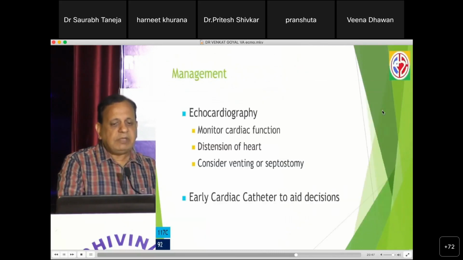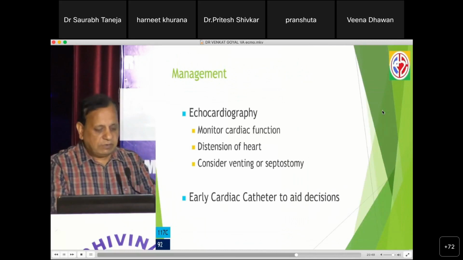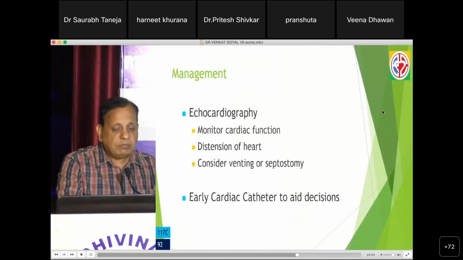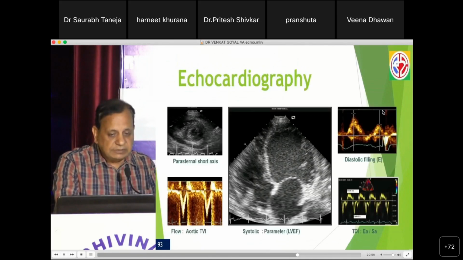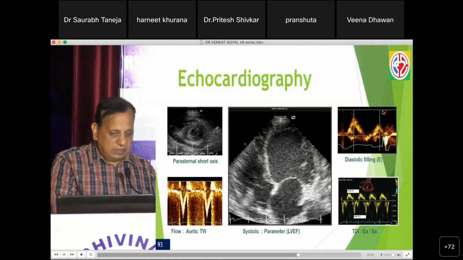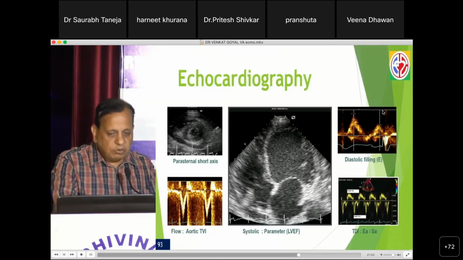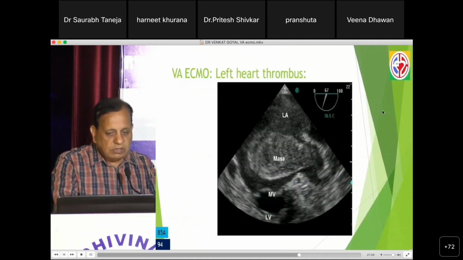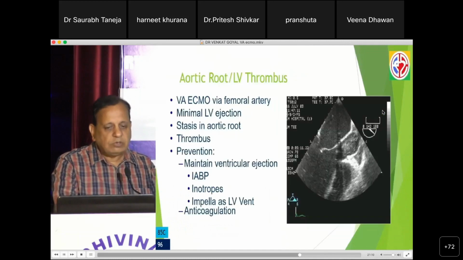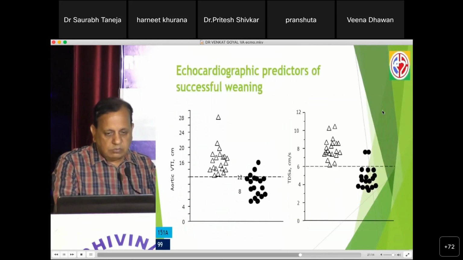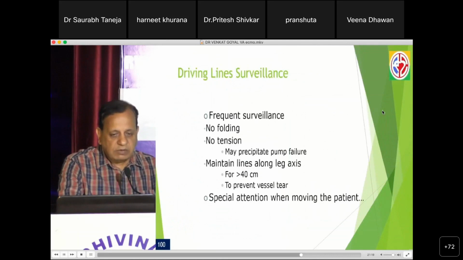Then management by echocardiography: you monitor the cardiac function, the left ventricular distension, and you consider left ventricular venting or septostomy depending on echocardiographic parameters. So there are various things in echocardiography. This is again a separate topic in this training program, so we'll cover echocardiography in a separate talk. You see all these clots and masses only on echocardiography for VA ECMO. So successful weaning predictors are well judged by echocardiography.